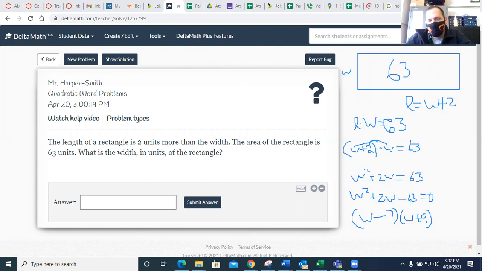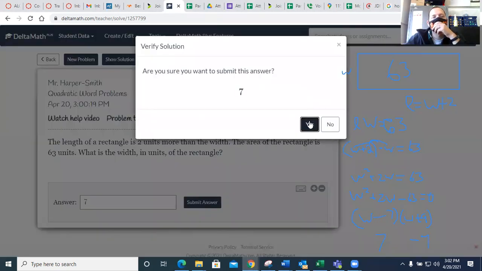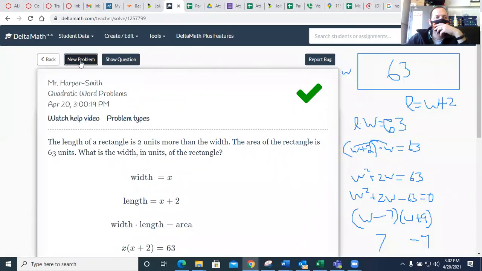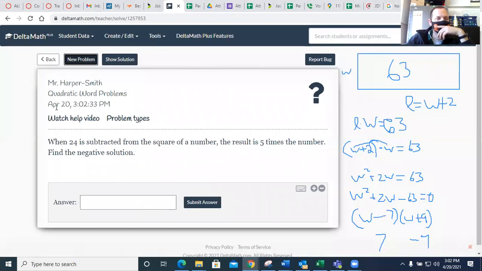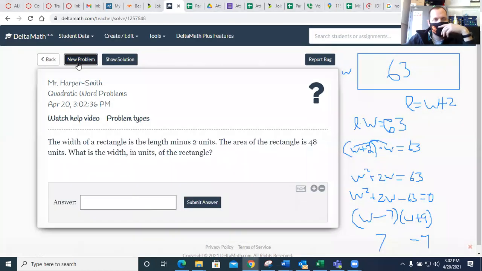So the width in this case, we could either have -9 or +7. I believe +7 is going to be the right answer. We got it. Let's see if we can find a harder one.